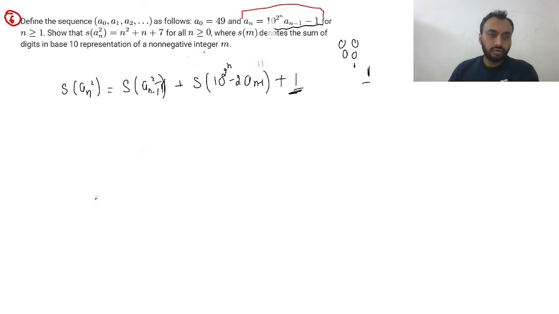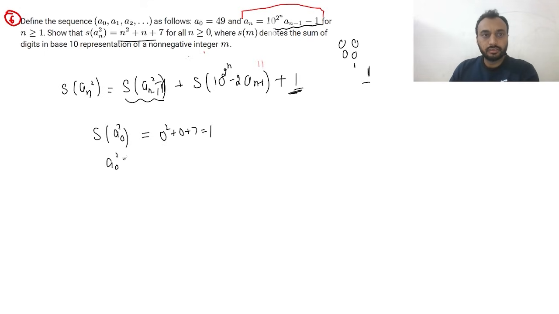Now we want to prove that S(a_n squared) is n squared plus n plus 7, and for that we can use induction. We can prove that it is true for S(a_0 squared). What should a_0 squared be from this formula? It is 0 squared plus 0 plus 7, so it is 7. And if we find a_0 squared, which is 49 squared, which is 2401, the sum of digits is exactly 7, right? So we can say it is true for a_0.